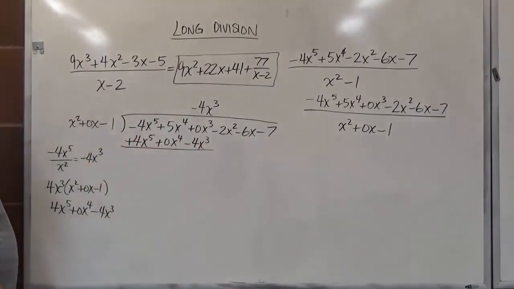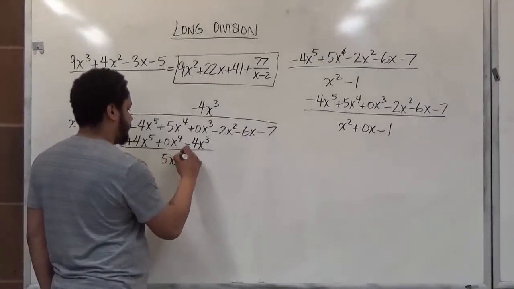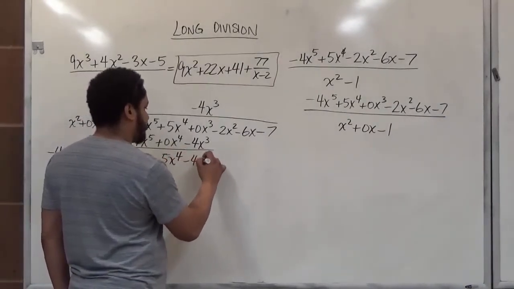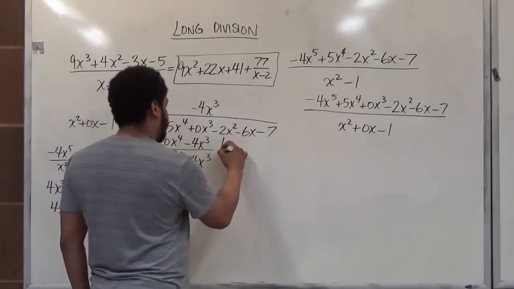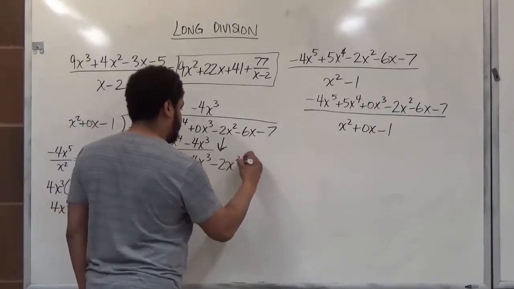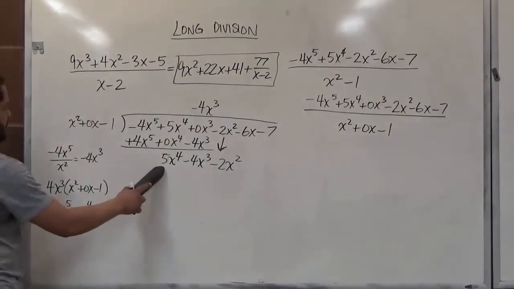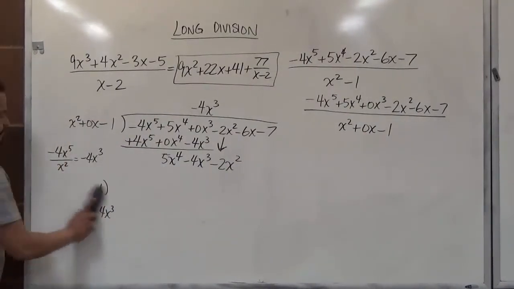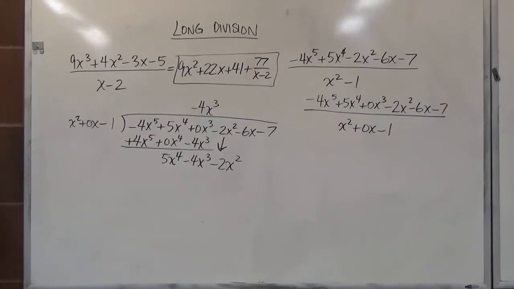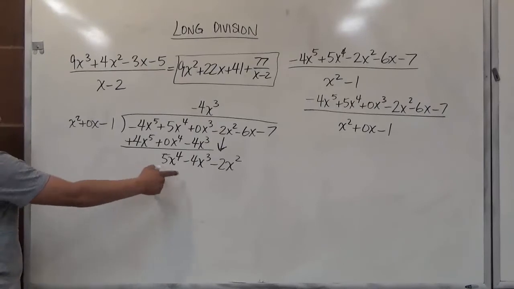So now let's combine them. The first two go away. The second two create 5x to the 4th. The third, negative 4x to the 3rd. And we're going to bring down the next term. So here we have negative 2x squared. So let's repeat the process. We're going to take the head term divided by the leading divisor term. Then take the opposite of that so that we can multiply with the divisor so we can have our stack.